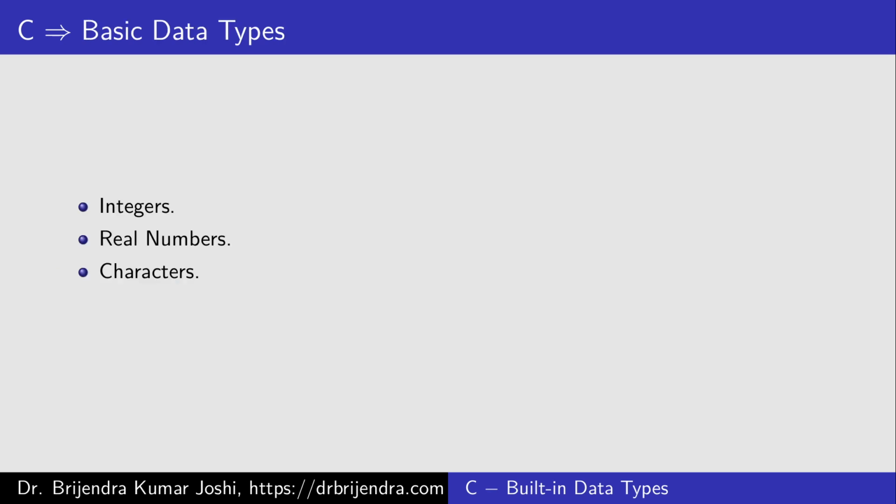There are three basic built-in data types in the C language. One is integer, another is real number, and the last one is character. So: integers, real numbers, and characters.